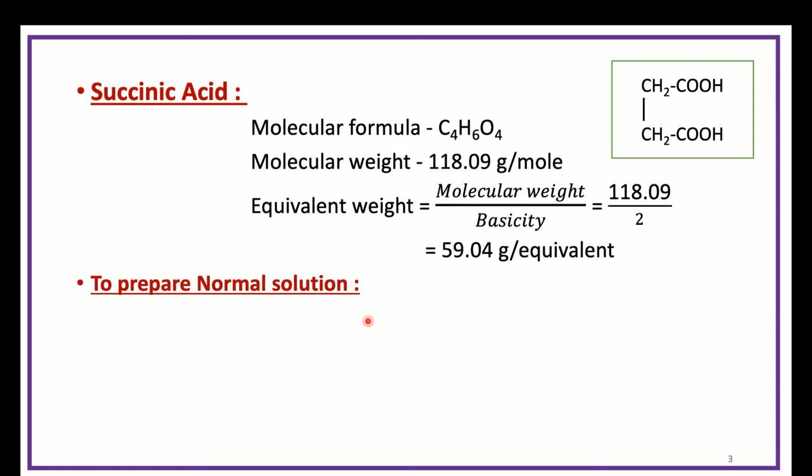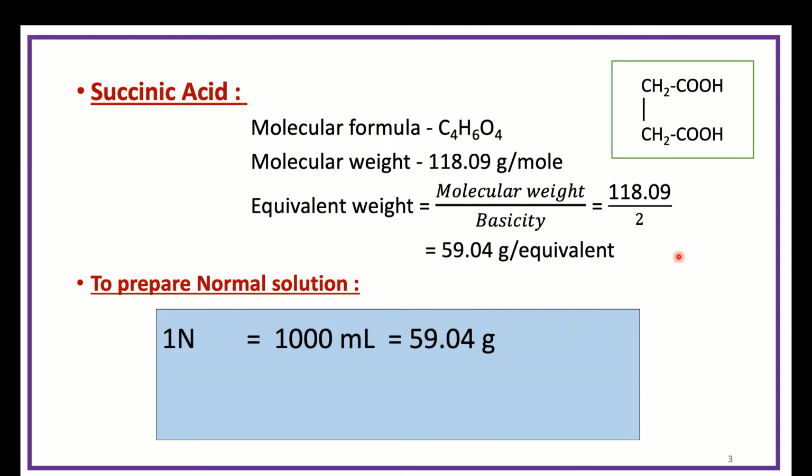Now, equivalent weight is calculated based on the acidity or basicity for acids and bases, or the valency, or the number of electrons exchanged if it is an ion. Here we have succinic acid, which in the structure has two carboxylic acid groups, that means it has two replaceable hydrogen atoms, so its basicity is 2. So equivalent weight is equal to molecular weight divided by basicity, that is 118.09 divided by 2, which gives us 59.04, the gram equivalent for succinic acid.